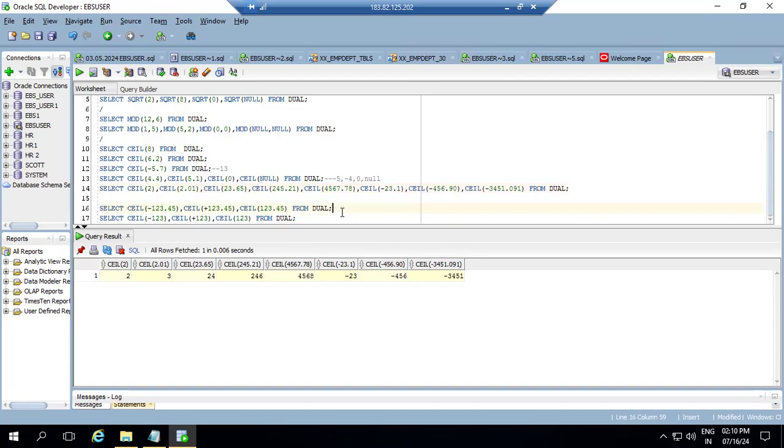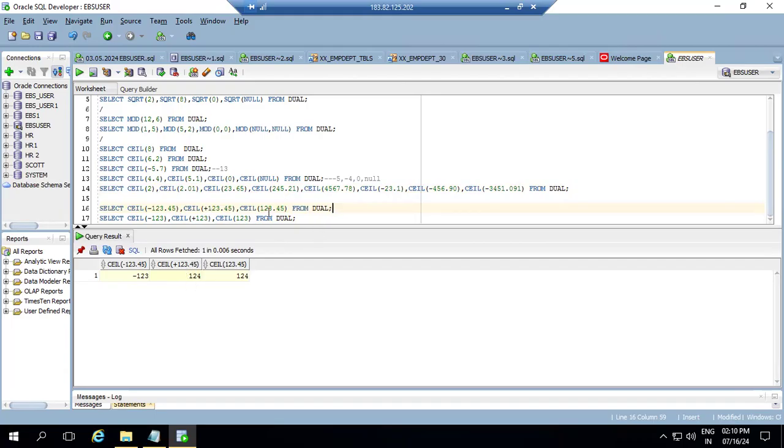So the next example is minus 123.45, again ceil of plus 123.45, again ceil of 123. Normally we are given. So obviously what happens here when it is minus only? When you are using the plus symbol over here, it is going to be considered as 1.